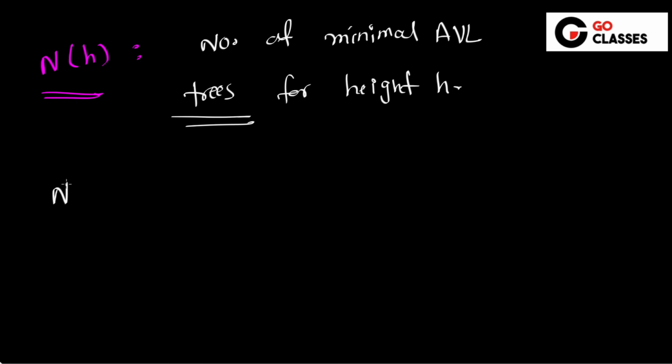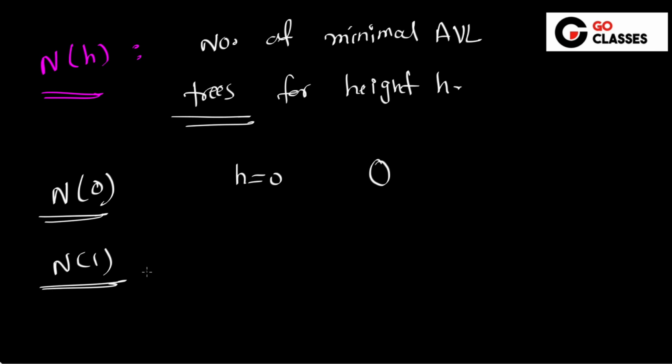Now if I ask you what is the value of n0, you will be saying minimal AVL trees for height h equal to 0 is just 1. If I ask you what is the value of n1, which means these are the minimal AVL trees for height h equal to 1, so these 2 minimal AVL trees are possible, right? For this the value will be 2.